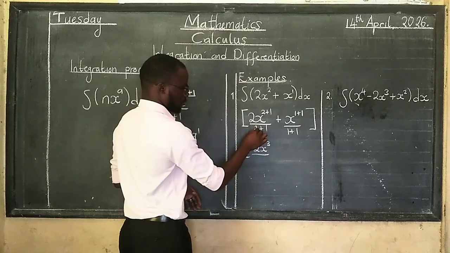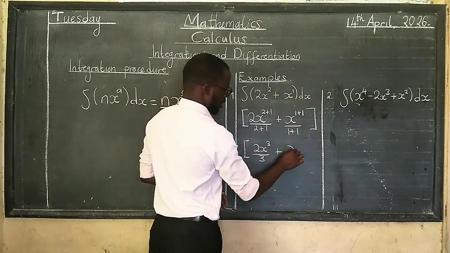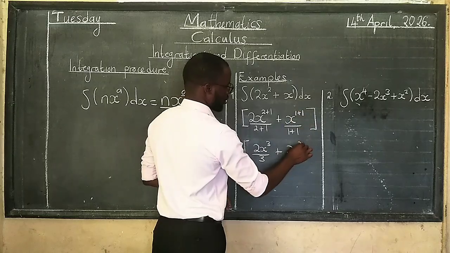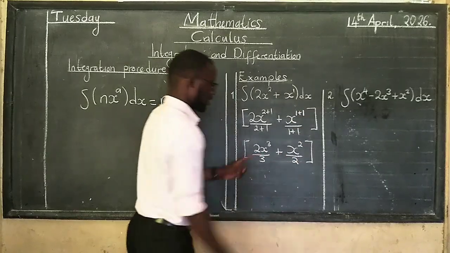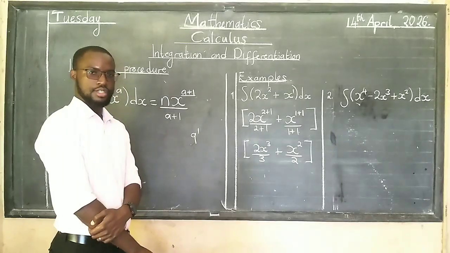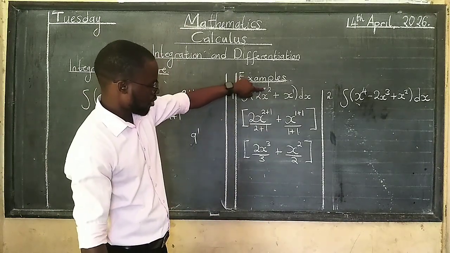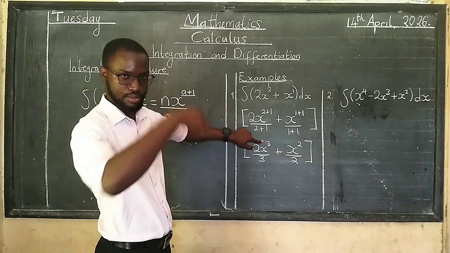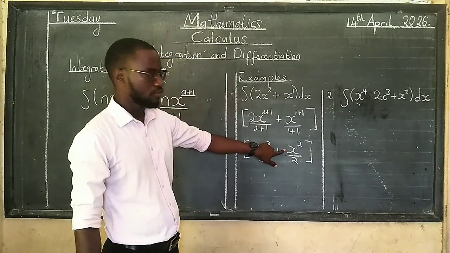Then at the bottom, 2 plus 1, 3. Plus this side, x, 1 plus 1, this will be 2. 1 plus 1, this will be 2. And just like this, we have integrated. And if you can see here, x was to the power 2, here it's to the power 3. Its power has been increased, built up, to the power 1, to the power 2.